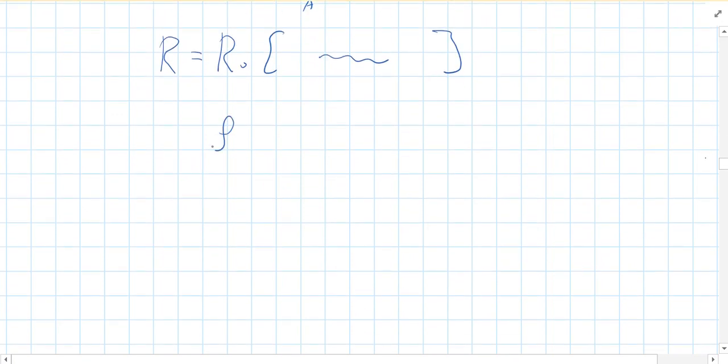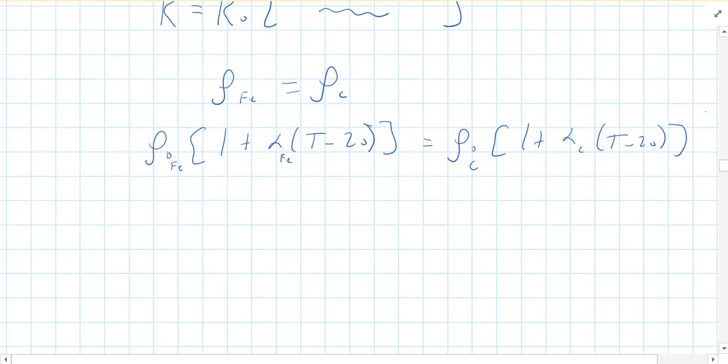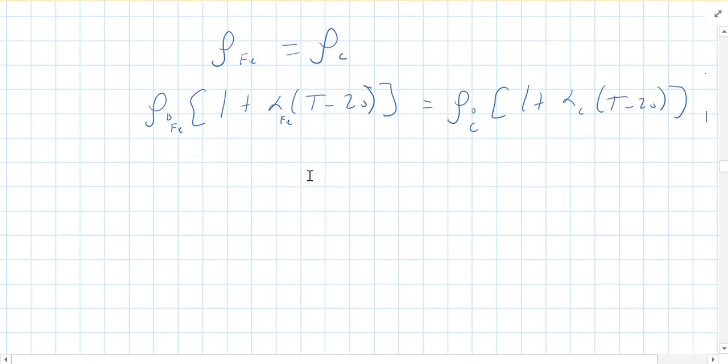So we're going to set the resistivity of iron equal to the resistivity of carbon. You're going to have rho naught for iron. The left side of this will be iron, and then you're going to have your 1 plus your alpha times T minus 20, that's your T naught, for iron. And on the right side, rho naught for carbon, and then 1 plus the alpha of carbon times T minus 20. Is there a temperature at which these two will have an equal resistivity and therefore equal resistance?